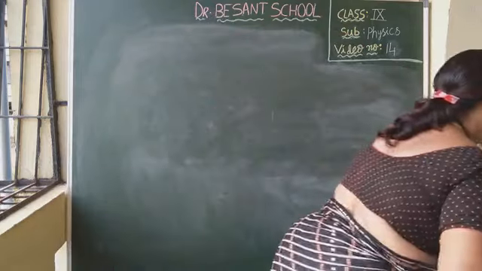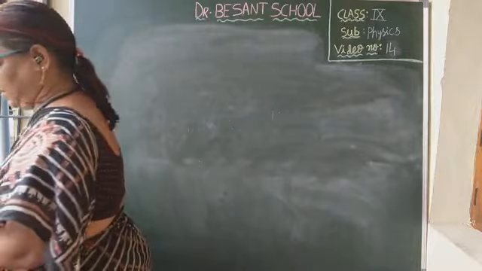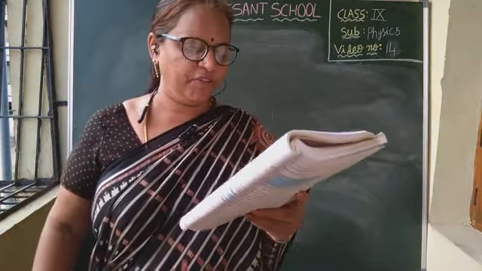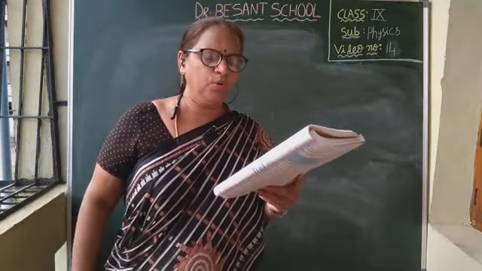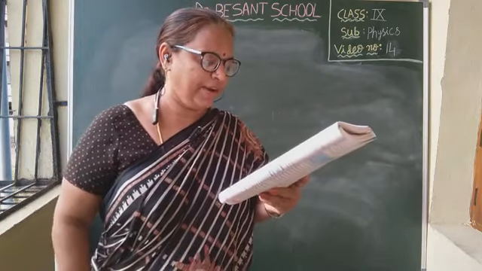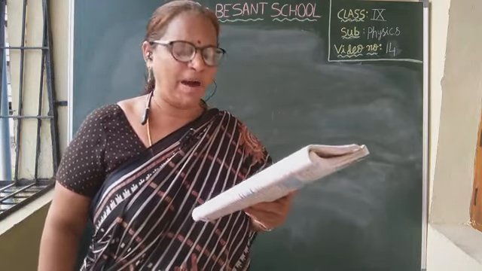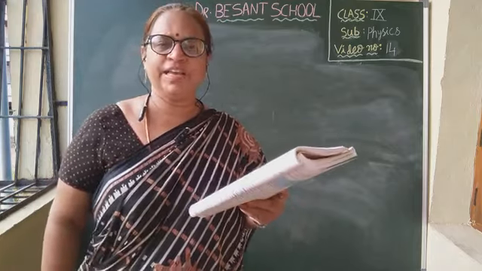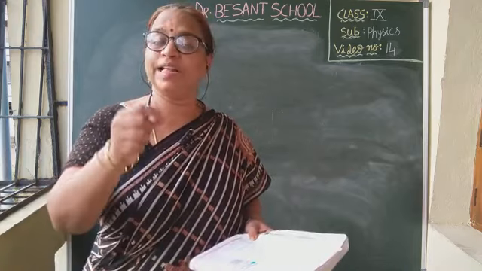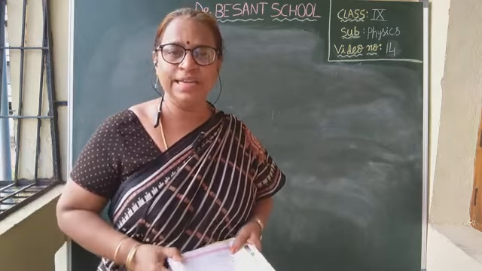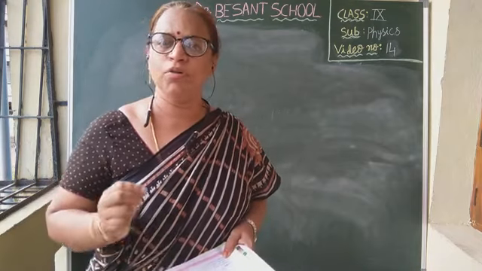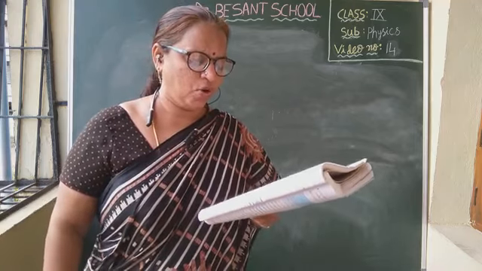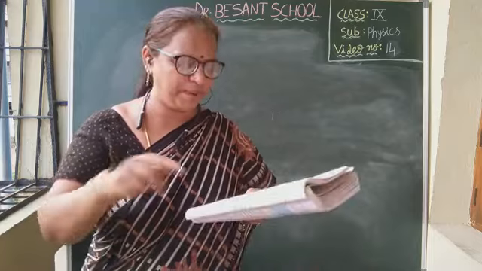Now, see in your textbook an example problem is given, children. Page number 42, example 1. A solution contains 50 grams of common salt in 200 grams of water. Calculate the concentration in terms of mass by mass percentage of the solution. Here common salt is the solute and water is the solvent. He gave mass of solute and mass of solvent. And what is asked to find? Concentration in terms of mass by mass percentage.